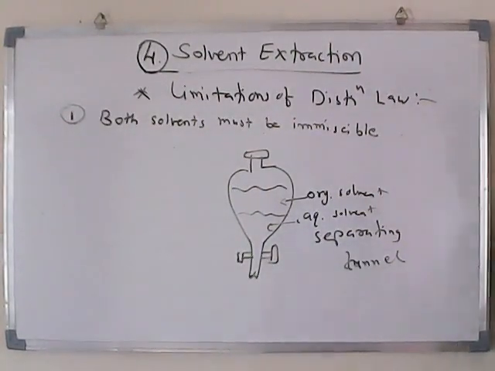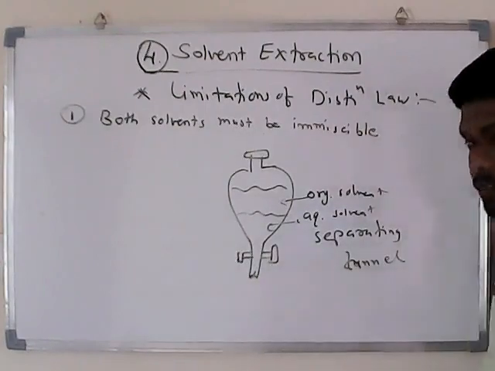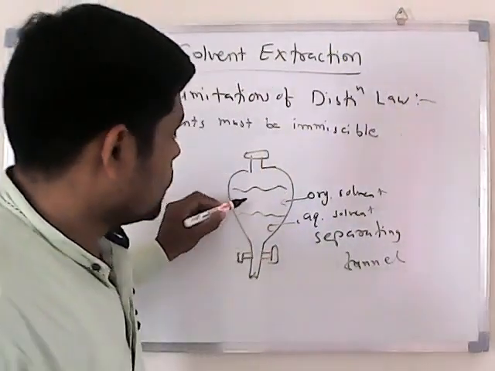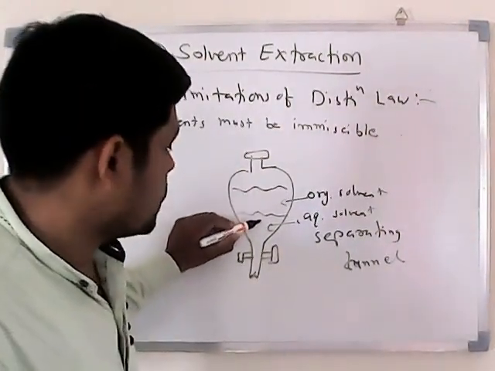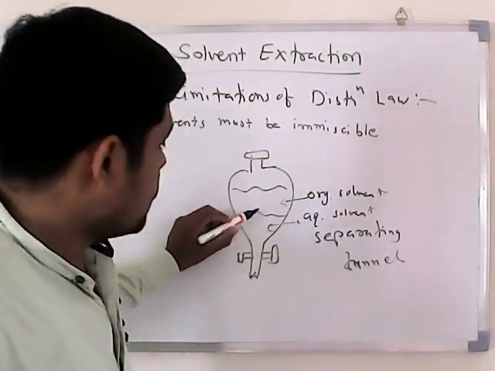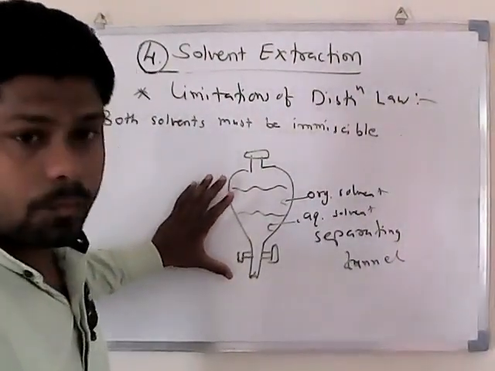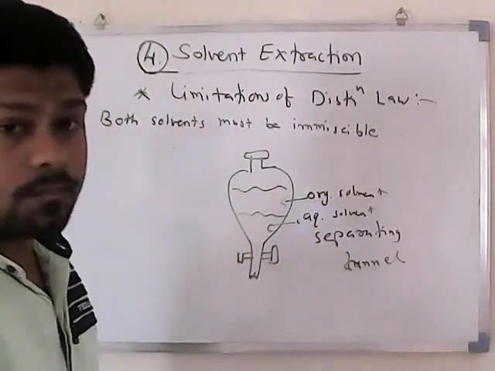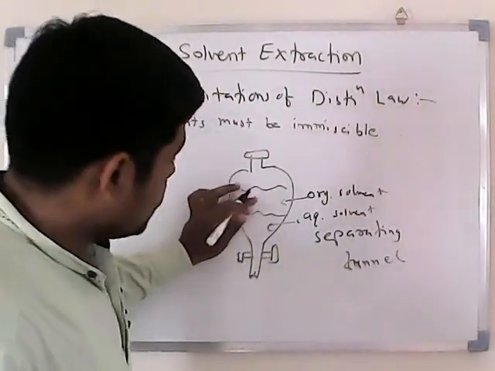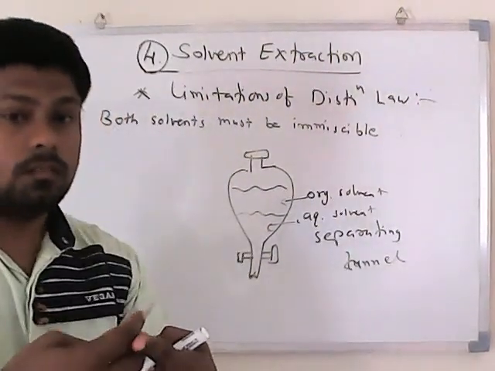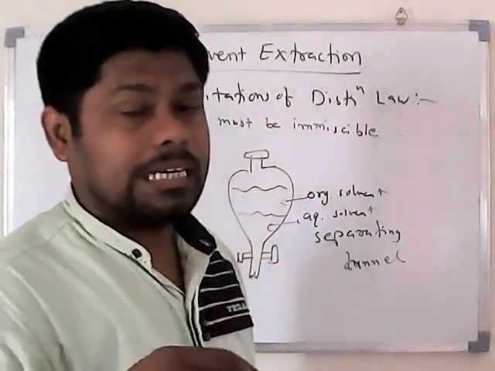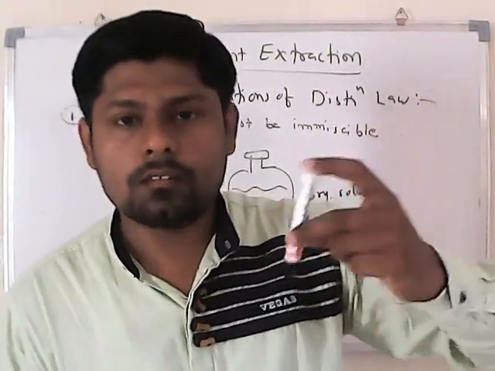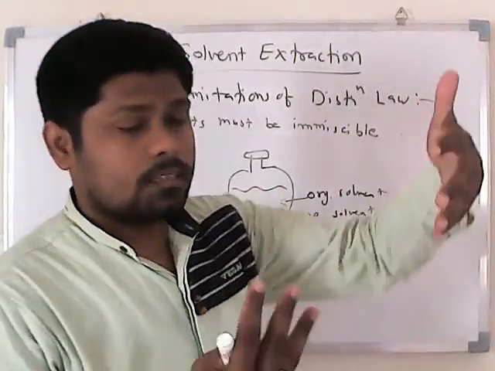That means they create layers and do not mix with each other, and because of that there are 2 layers in a separating funnel. Like this, 2 layers are formed in the separating funnel. Then you shake this separating funnel well for better separation. When you shake the funnel, what happens? These 2 solvents are mixed together. Keep in mind they are immiscible in nature, but when you shake the funnel, they mix together.